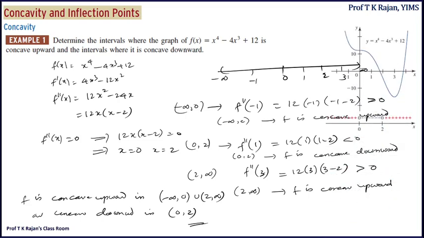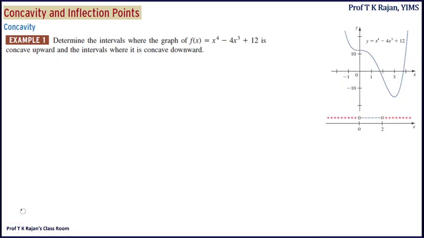Let us take another problem. So this is actually the graph of the function. If you plot the graph of the function, you get it like this. You can see that from minus infinity up to 0, the portion of the curve is like this. It is concave upward; from 0 to 2, it is concave downward; and from 2 to infinity, it is concave upward.